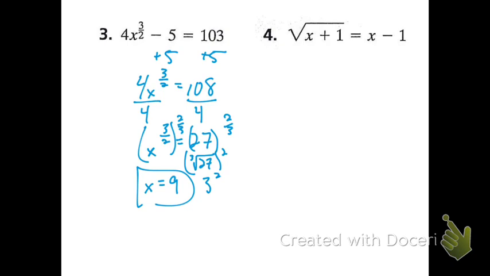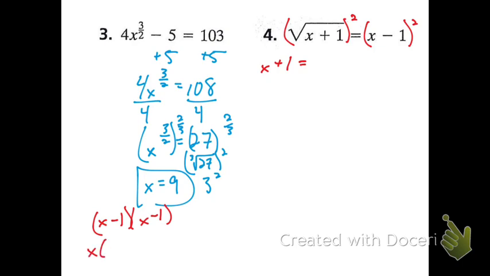Now, big dog number 4 here. We have the root by itself, so we're going to take both sides and square it just to begin with. The left side is going to be x plus 1. I know that. My right side, I'm going to come down here: x minus 1 times x minus 1. We have to double distribute. x times x minus 1, and then minus 1 times x minus 1. So I get x squared minus 1x minus 1x plus 1. I get x squared minus 2x plus 1.